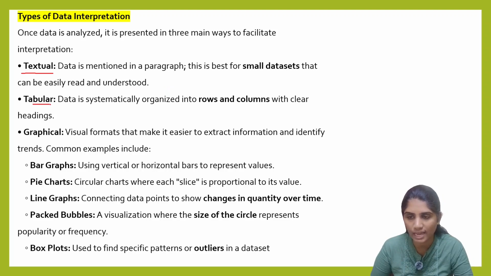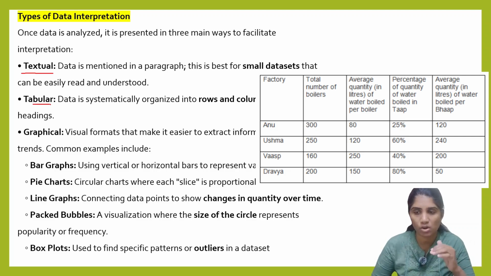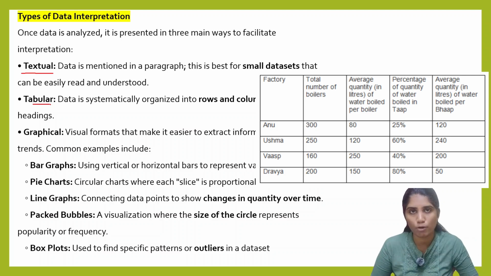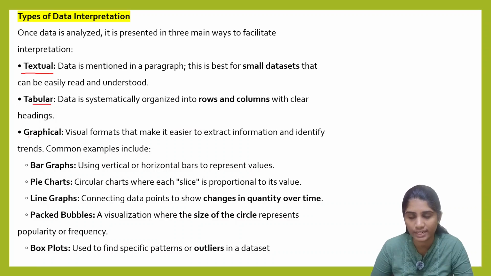And second is the tabular format. Data is systematically organized in the form of rows and columns with clear headings. So for example, if we take a pivot table or any table, in the first column we have the number of marks and the percentage calculated for that. So all this can be represented in a tabular format. So that we call it tabular data representation.